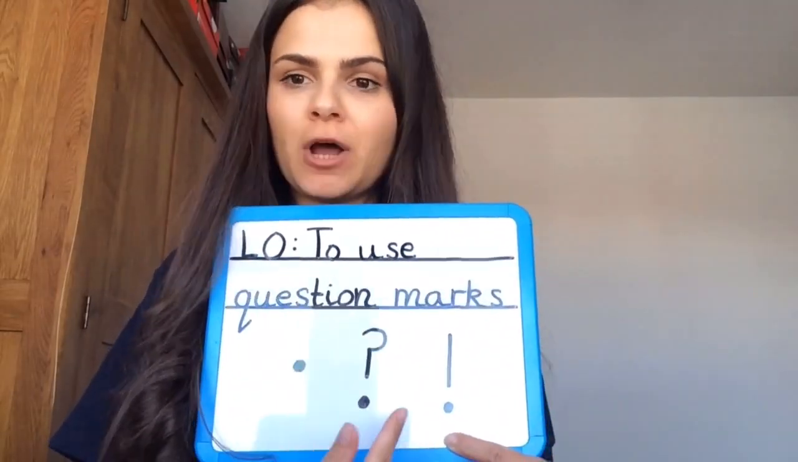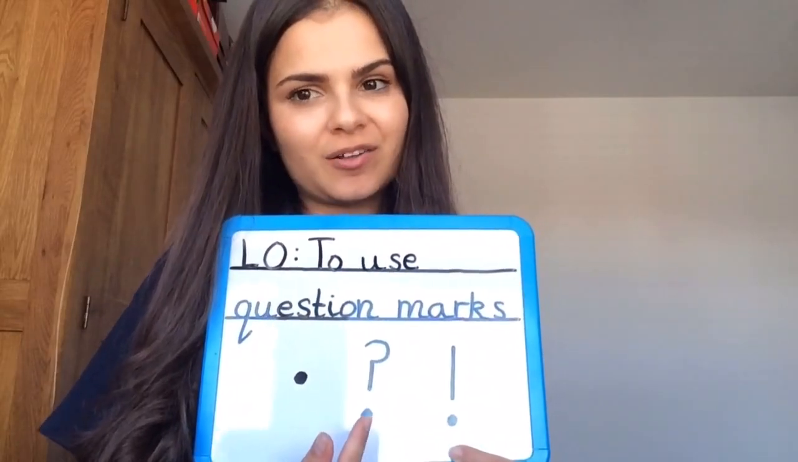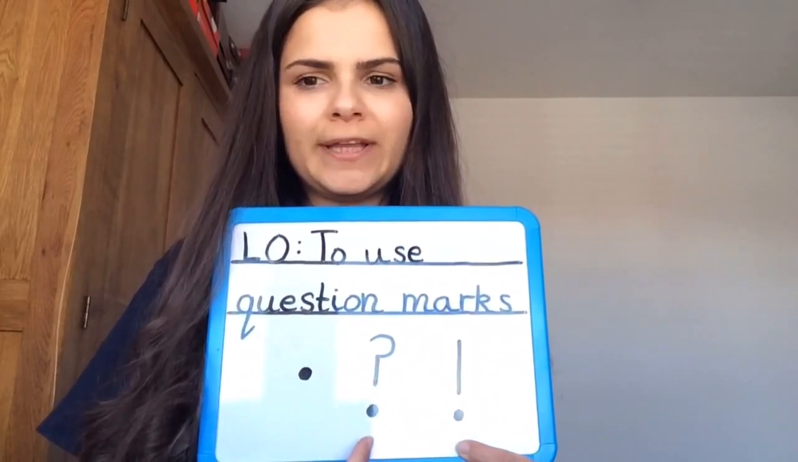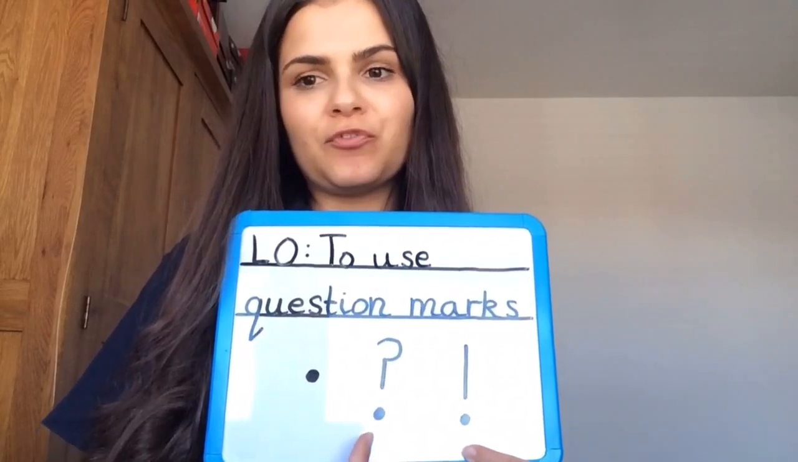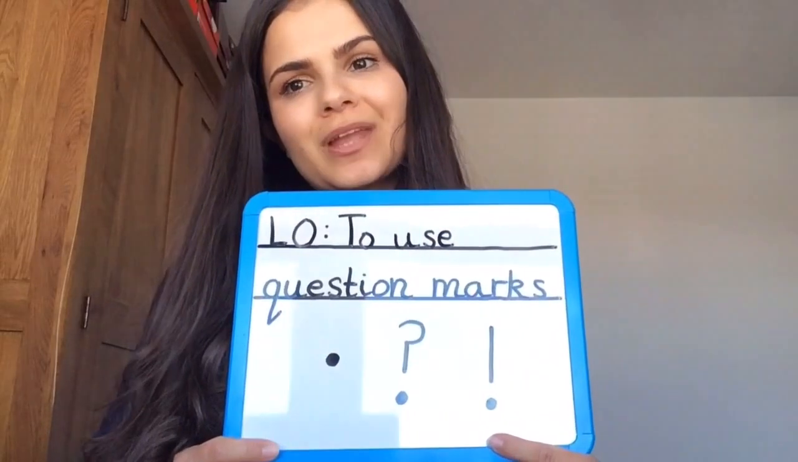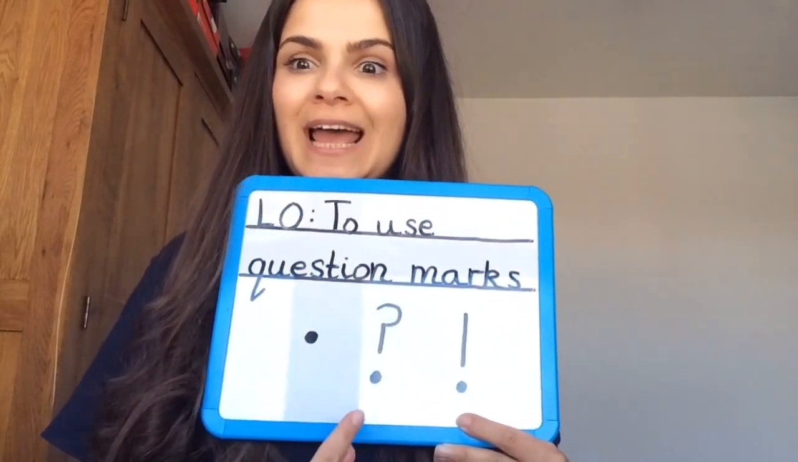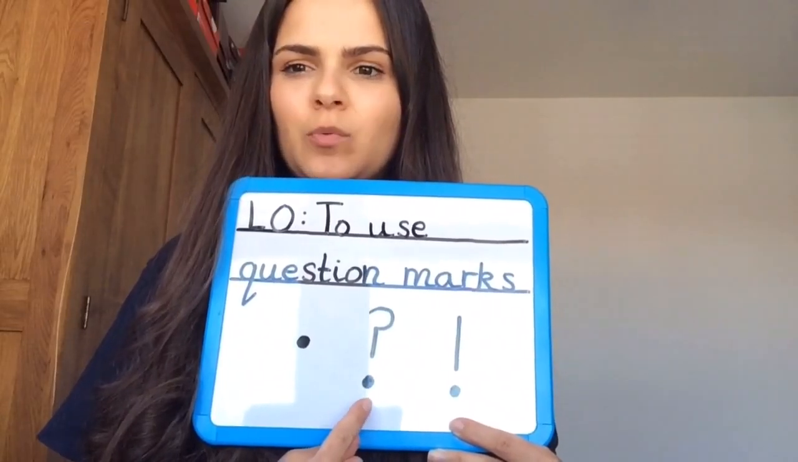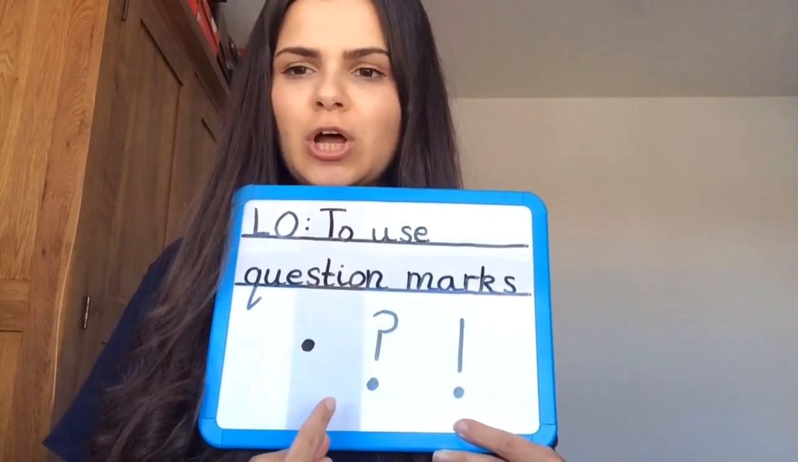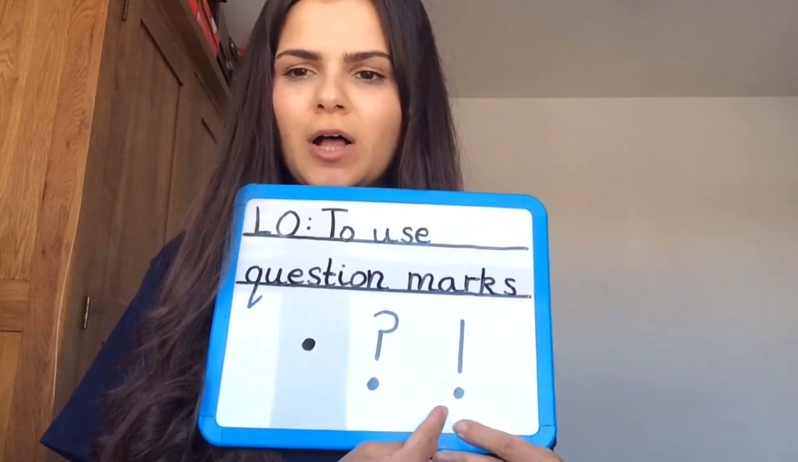In today's English lesson, we're going to be learning to use question marks. I've got 3 punctuation marks here. One of them is a question mark. Your turn. Which of these is the symbol for a question mark? Pause the video and have a think. Ready for your check? Which one did you think it was? That's right, it's this middle one here. So we've got a full stop, a question mark and an exclamation mark.